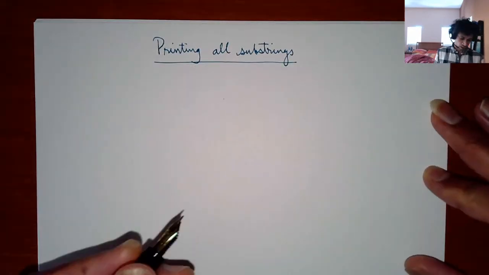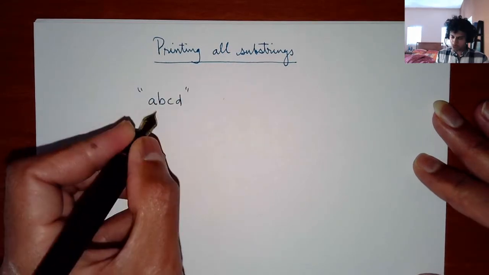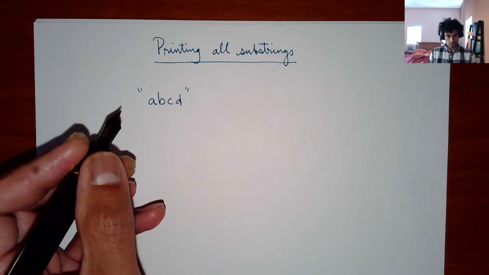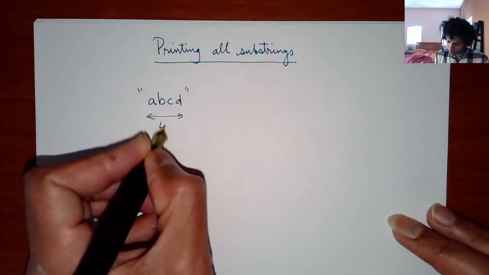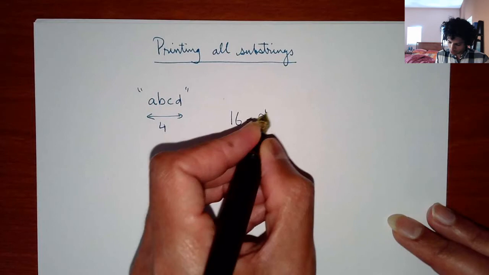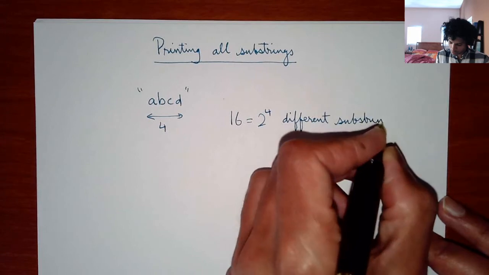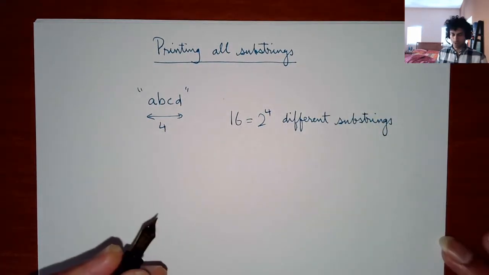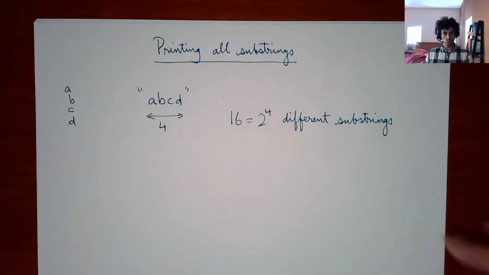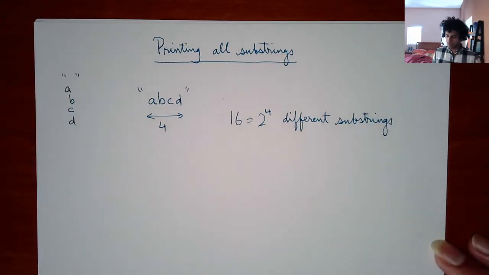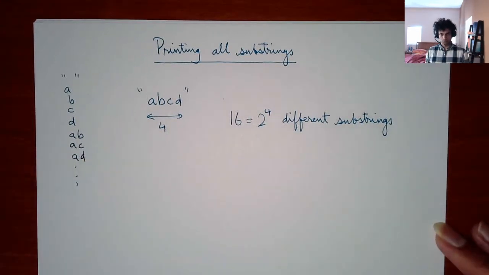Okay, so what is a substring? If you take a string A, B, C, D, a substring is any subset of the positions, and you put them in order. In this case the string is of length 4, so you will have 16, which is 2 to the 4, different substrings, one of which is the empty substring. So there's the empty substring, then there's A, B, C, D, then A B, A C, A D, so on and so forth.